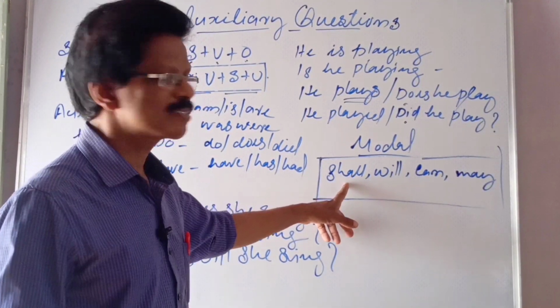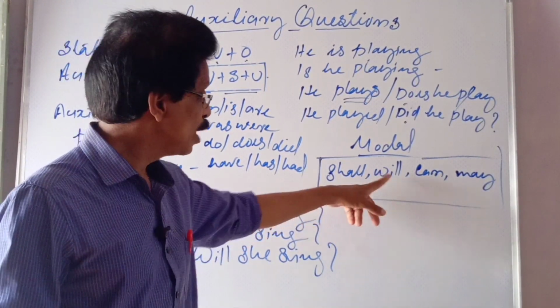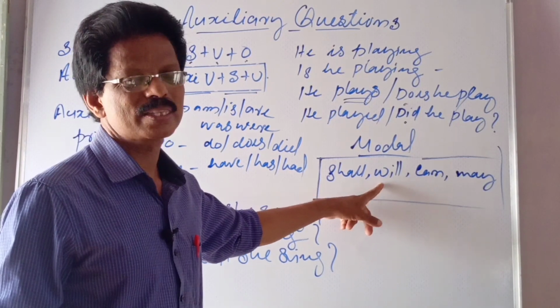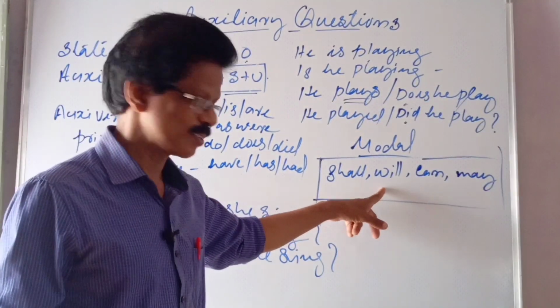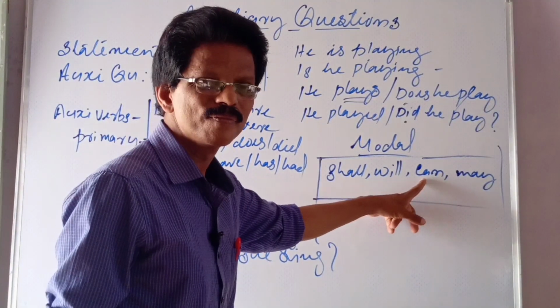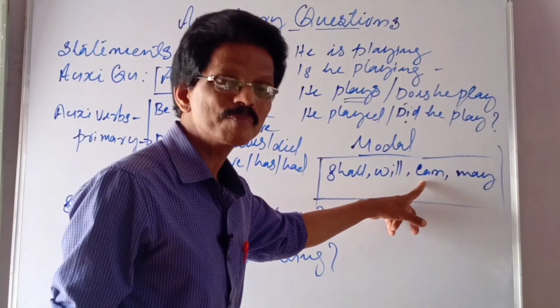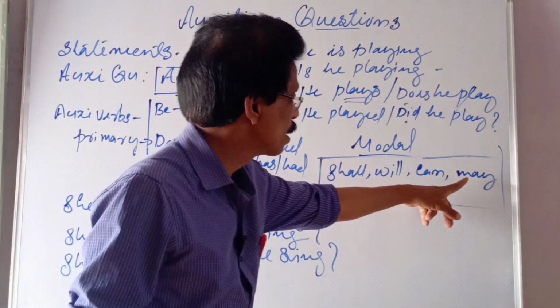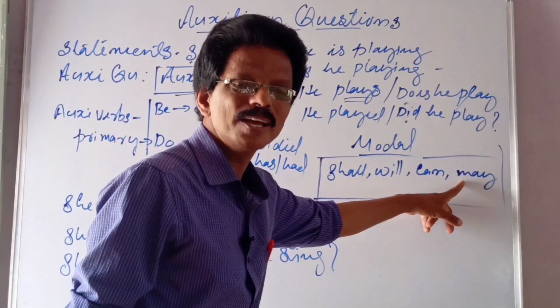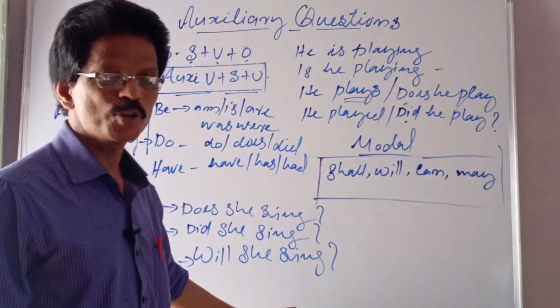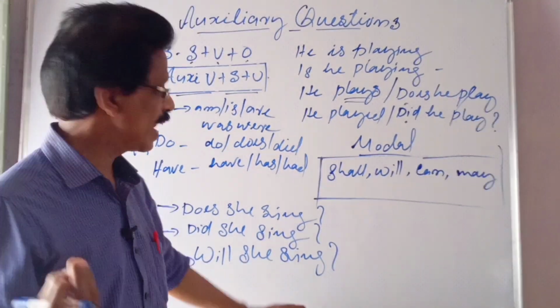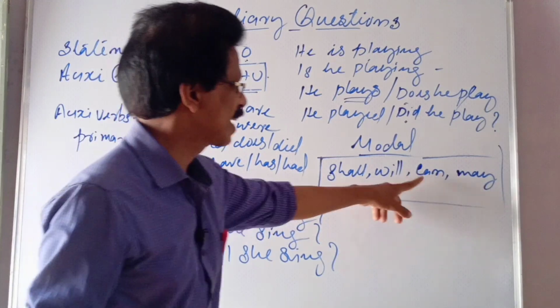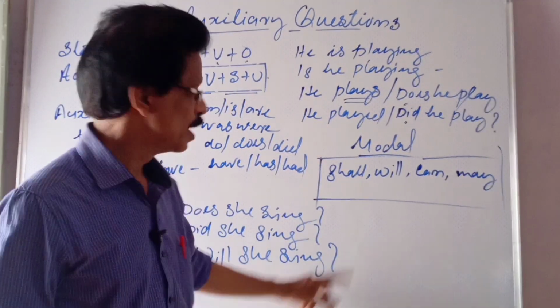So, shall I come in, sir? See, will you come in? See, will should be with the second and third persons. Will he come tomorrow? Yes. So, can I come in? Yes. Please, can I come in? Can I come in, please? May I come in, sir? Please, may I come in, sir? So, you have to use the request word please. Then shall, will, can, may, accordingly you have to use.